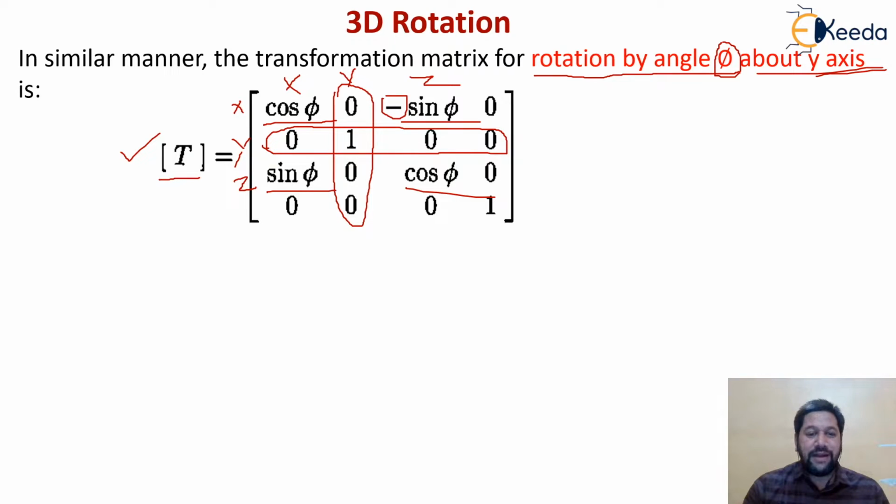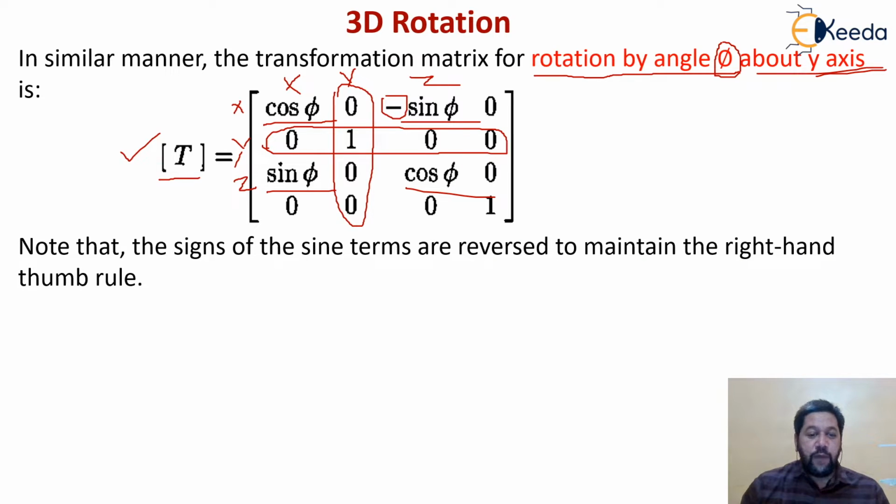So this was my matrix for the 3D rotation about the y-axis. That is what I have mentioned here. Note that the signs of the sin phi terms are reversed to maintain the right hand thumb rule. In the normal case, I'm having cos phi, sin phi, minus sin phi, cos phi, but here the sin phi values are interchanged, just to maintain the right hand thumb rule.